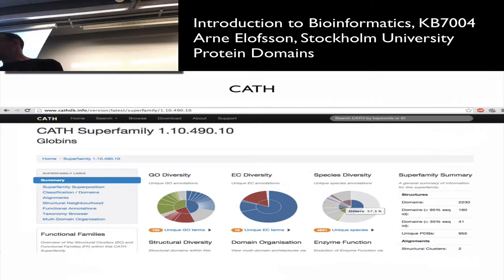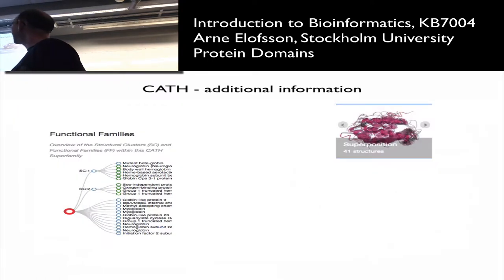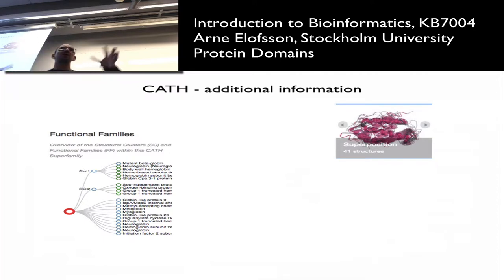For instance, if you look at the functional families here, you can divide these globins into the hemoglobin group, some truncated hemoglobin that is oxygen binding or oxygen dependent protein, and some other beta globin and neuroglobin. So there are three distinct functional categories in the globins. If you look at the superposition, you can take all the structures and superpose them on top of each other, or it's already done. You see that the structural variations are not similar, but partially different. And then you can click further on, et cetera.